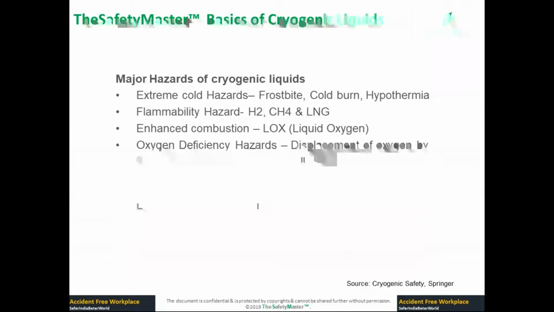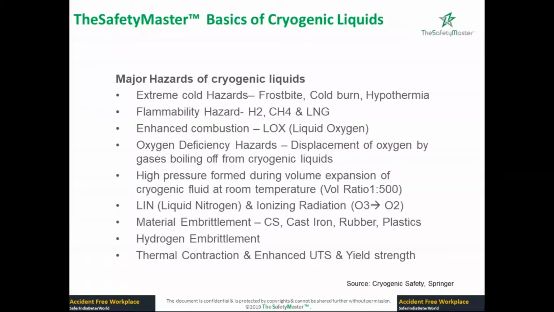There's another issue with cryogenics called thermal contraction. It means the material will shrink. There are many applications for it, but the hazard is that the materials will shrink, there's a contraction, and it will also change the properties of the material. It means the ultimate tensile strength and yield strength also will change at low temperature. So these are the major hazards with cryogenic liquids.